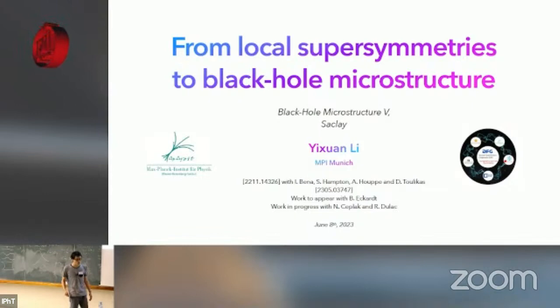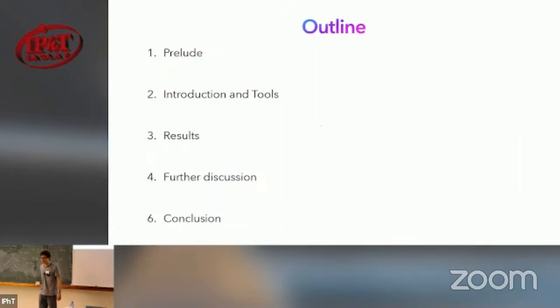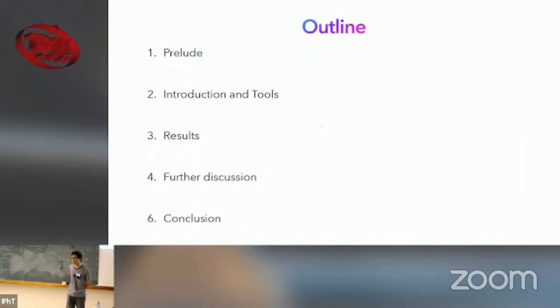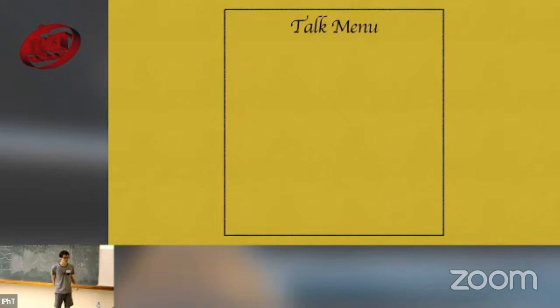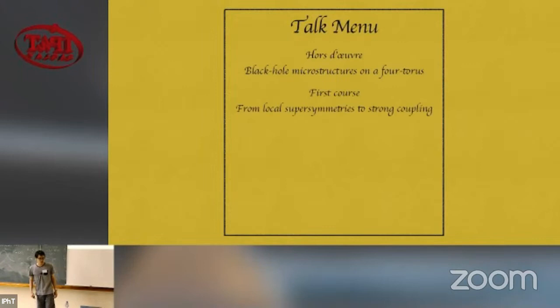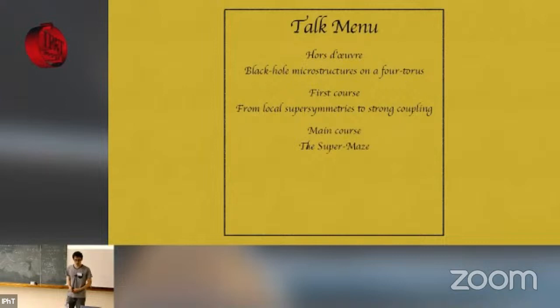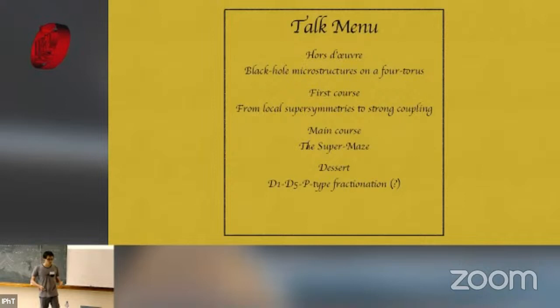So this is basically the outline of my talk. And because today we are going to have a nice and fancy dinner in Paris, I think this is a bit boring, and let's get to the mood and present it as a talk menu. So we will have some appetizers, or should I say hors d'oeuvre. Then we will have some first course, a main course, some dessert, and in the end, to conclude everything, a liqueur, in order to digest everything we have learned.